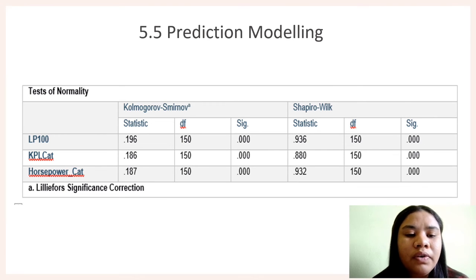For Shapiro, the LP100 cat statistic is 96, DF 150, significance 00. KPL cat is 880, DF 150 and significance 00. And last, horsepower cat has a statistic of 92, DF 150 and significance 00.